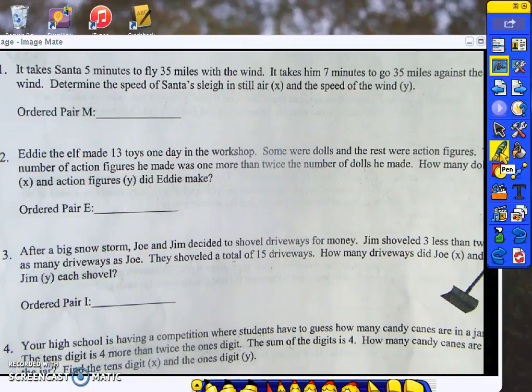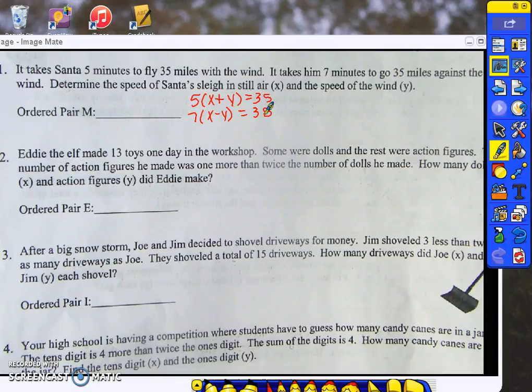Word problem, seasonal systems of equations, part 1. It takes Santa 5 minutes to fly 35 miles with the wind. So 5 times the speed of the sleigh in still air plus the speed of the wind equals 35. It takes him 7 minutes to go 35 miles against the wind. So 7 times x minus y equals 35.